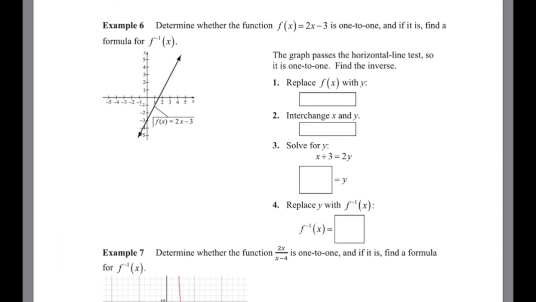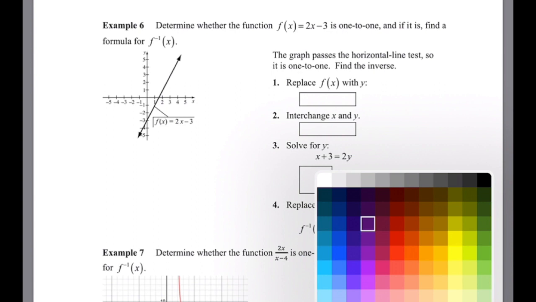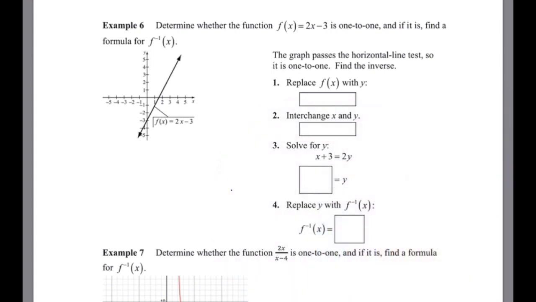Our first example, I have: determine whether the function is one-to-one, and if it is, find the inverse. I know that it is one-to-one because it passes the horizontal line test. So yes, it is. So we check it off. It is one-to-one. It passes the horizontal line test. Now we'll replace our f of x with y because f of x we know is just fancy wording for y. Y is equal to 2x minus 3.